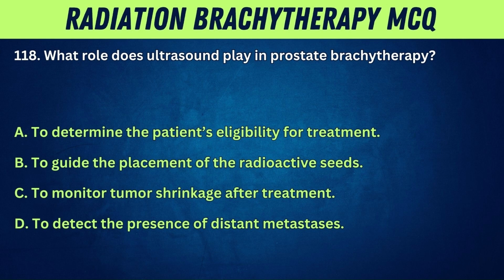118. What role does ultrasound play in prostate brachytherapy? A. To determine the patient's eligibility for treatment. B. To guide the placement of the radioactive seeds. C. To monitor tumor shrinkage after treatment. D. To detect the presence of distant metastases.